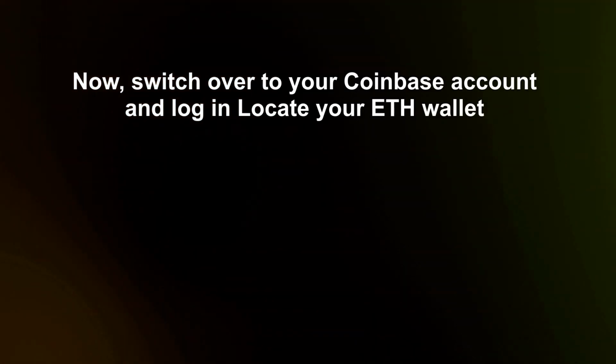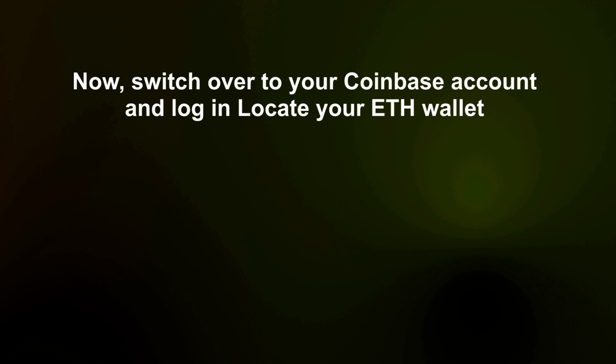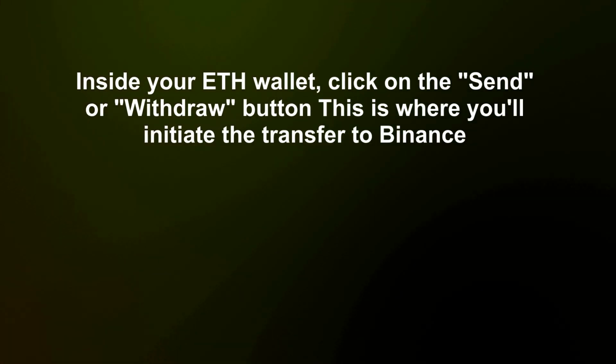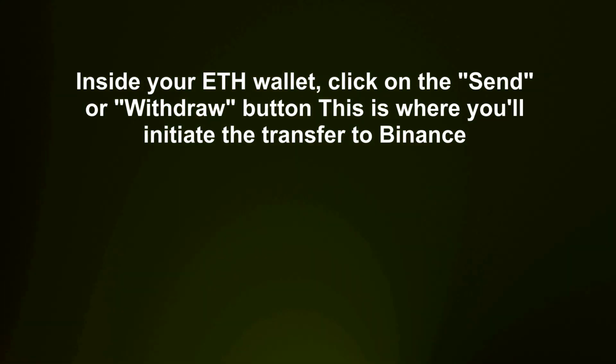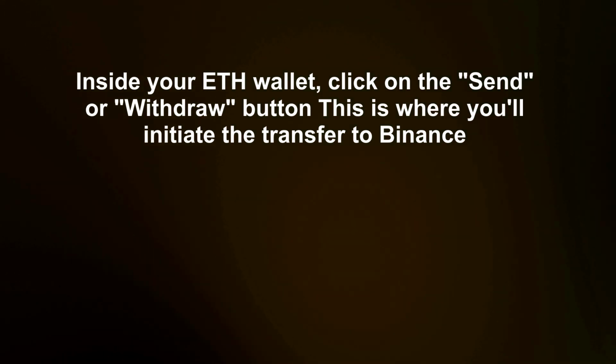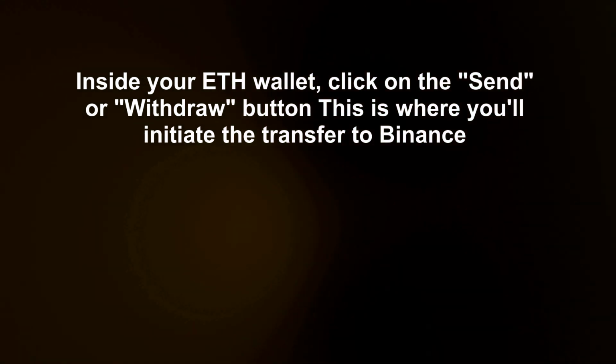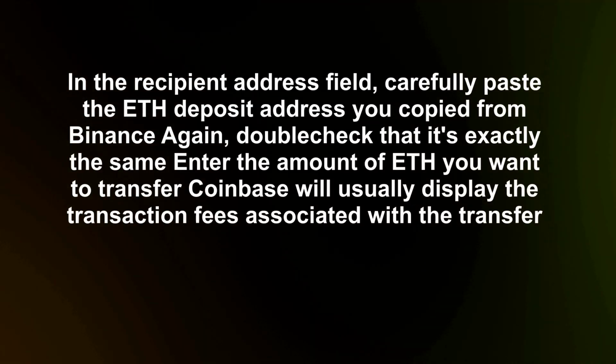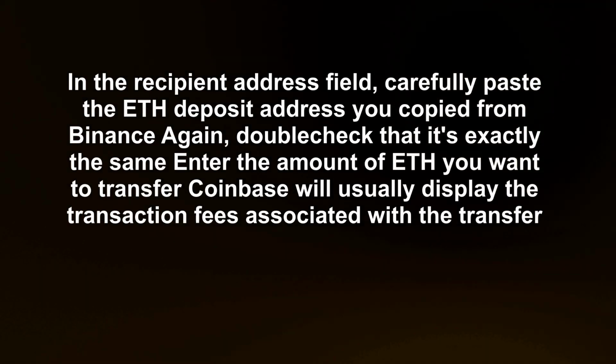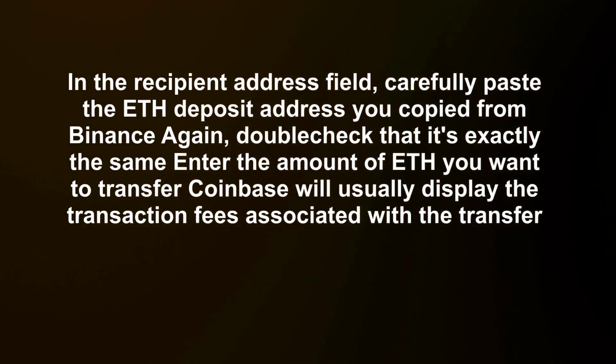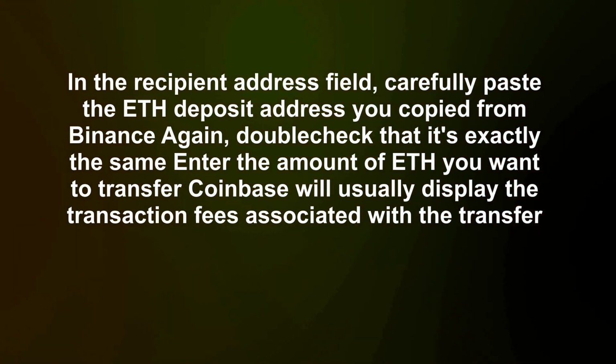Now, switch over to your Coinbase account and log in. Locate your ETH wallet. Inside your ETH wallet, click on the Send or Withdraw button. This is where you'll initiate the transfer to Binance. In the recipient address field, carefully paste the ETH deposit address you copied from Binance. Again, double-check that it's exactly the same.